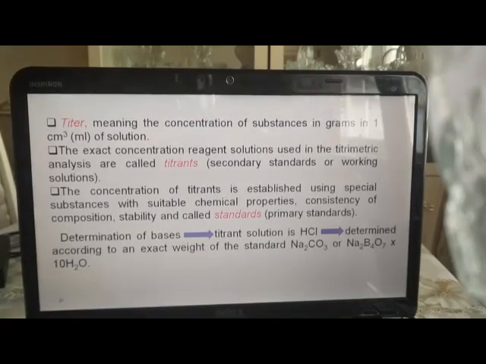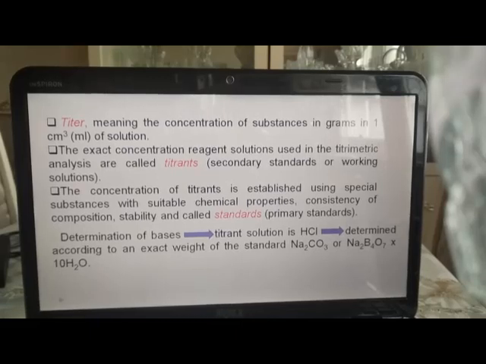Titer means the concentration of a substance in grams in 1 milliliter of solution. Titer is the concentration of the solution. The exact concentration solutions used in titrimetric analysis are called titrants, or secondary standard or working solutions. The concentration of titrants is established using special substances with suitable chemical properties, consistency of composition, and stability, called standards, or primary standards.